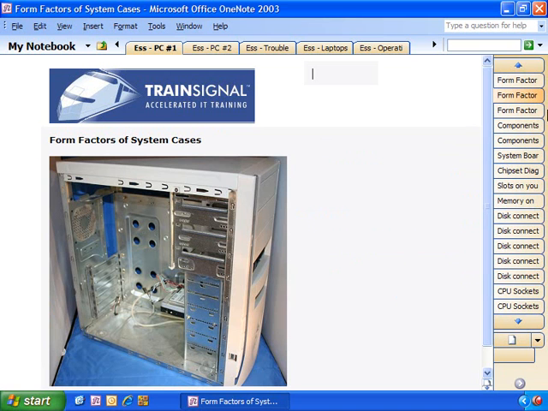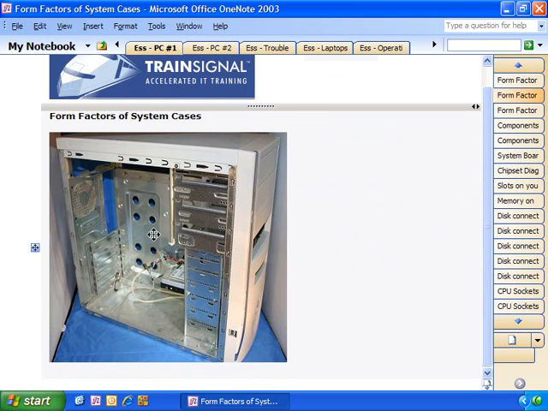Alright, so we talked about form factors, and I wanted to show you an example of a case. So here's a case here, and on the back of this case there are screws and hold downs for a motherboard. That's where the motherboard would go. So this case would have to match the form factor of your motherboard. You don't want to go out and buy a BTX motherboard and try to put it in some case that's 10 years old. It's not going to fit, it's not going to work.